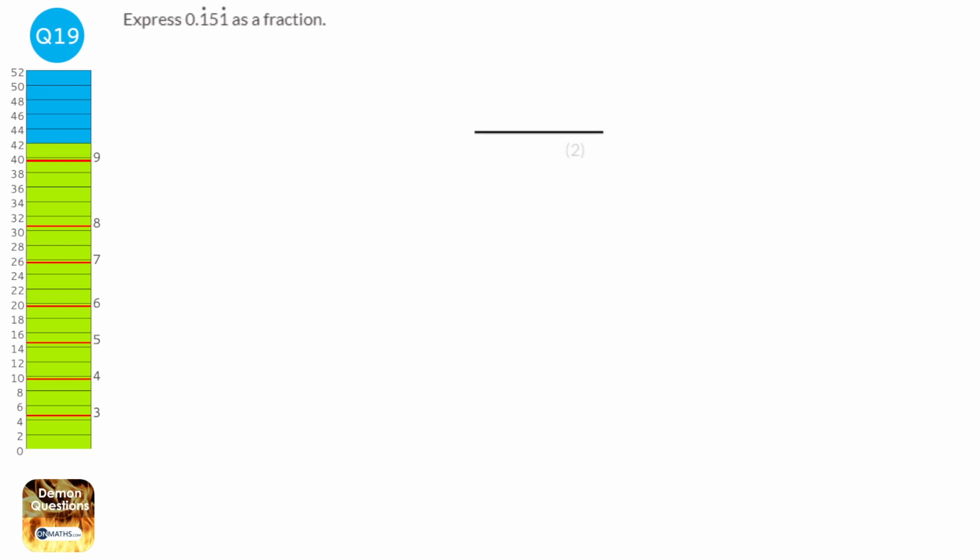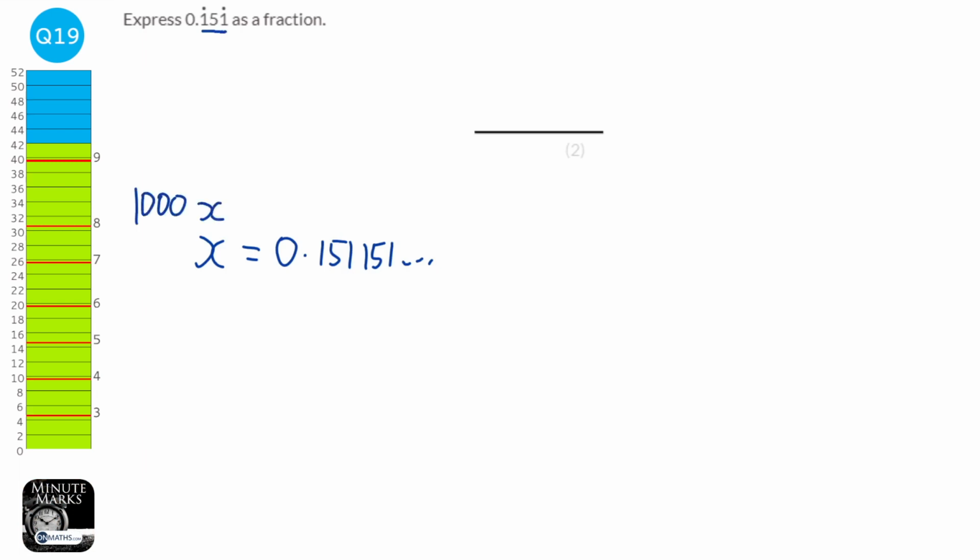We're going to first of all get x equal to the 0.151151, and so on. And what we need to do is pull all of the recurring numbers in front of the decimal point, or at least one instance of them. So I need to times it by 1,000. So we're going to do that, times by 1,000, and we'll get 151.151151, and so on.